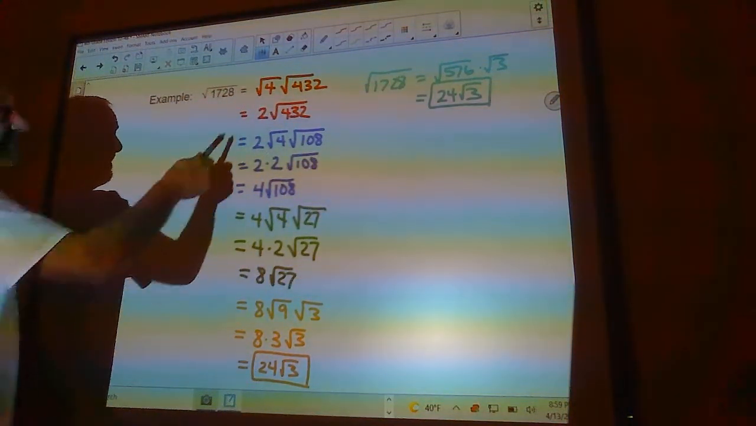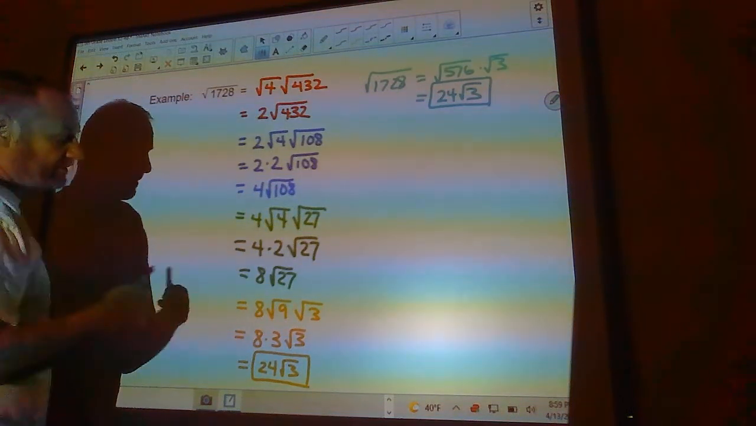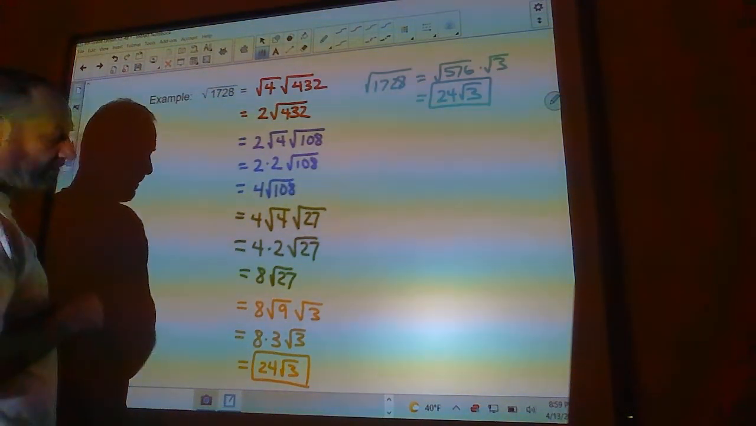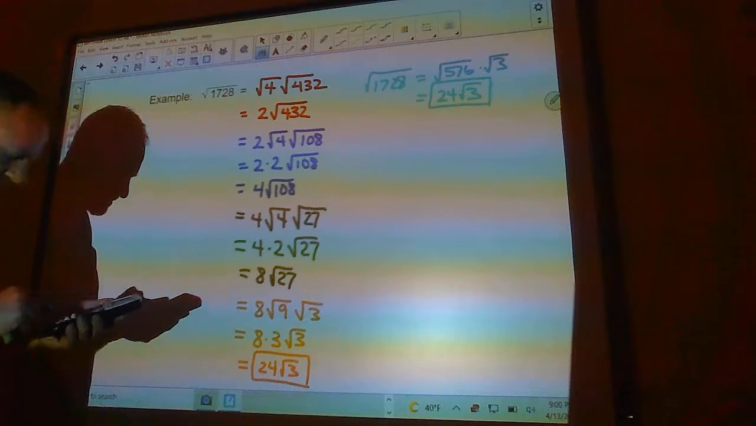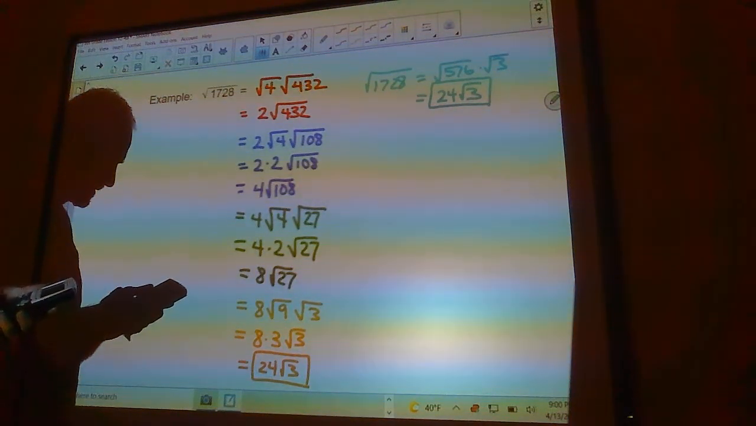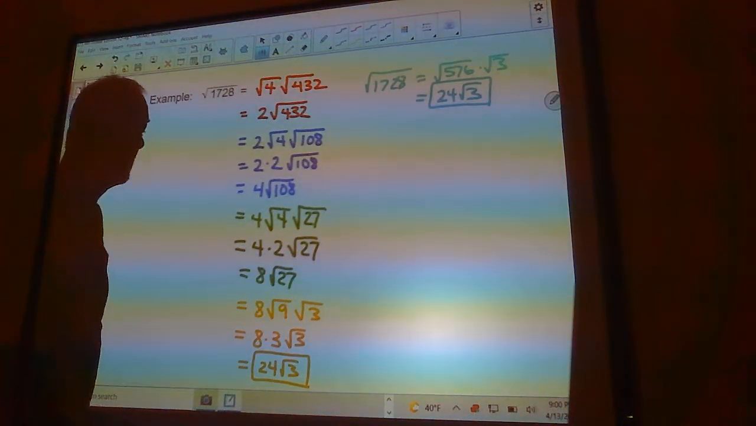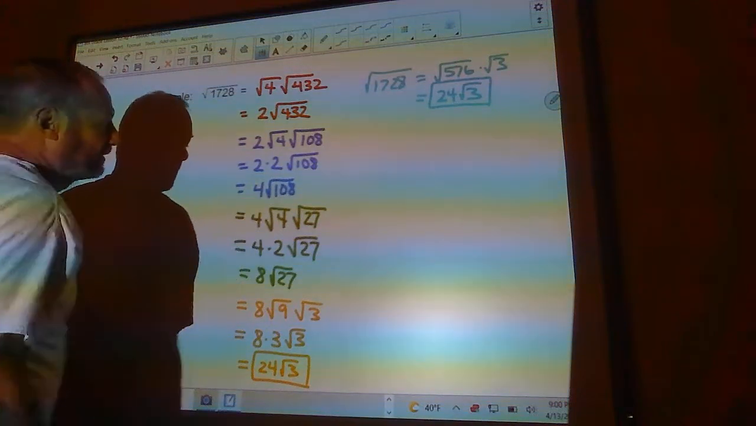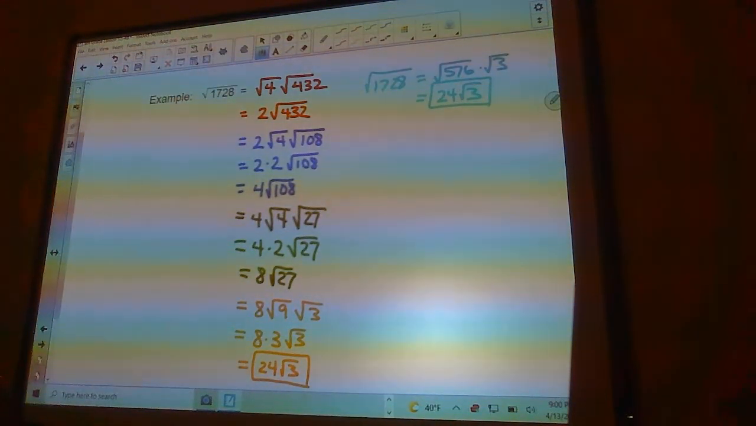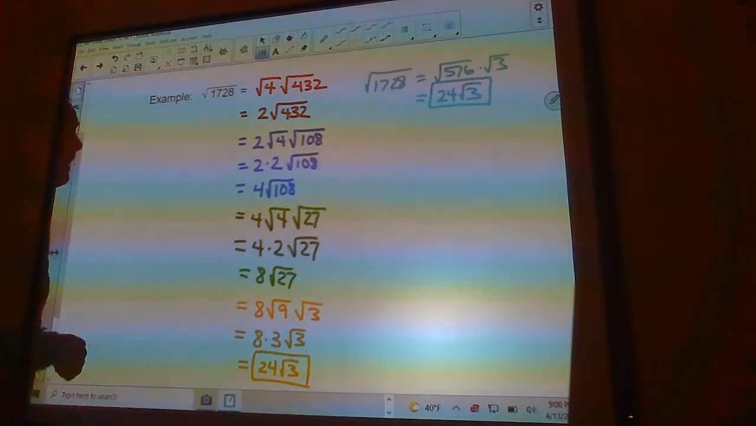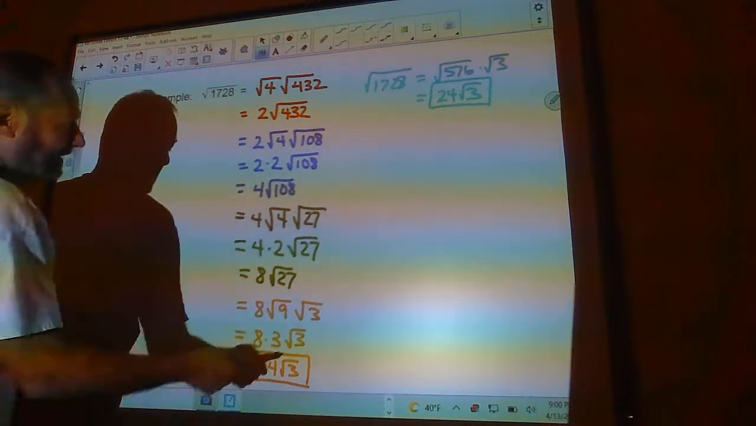You might have seen that 16 would come out of here, and you could have jumped ahead a lot earlier. Let's see, does 16 go in there? 1728 divided by 16. Yeah, 108 times. I could have jumped clear down to here. But just find a perfect square and take it out. And then if there's another perfect square, take that out and just keep going until you're done. Most of them do not take this much.